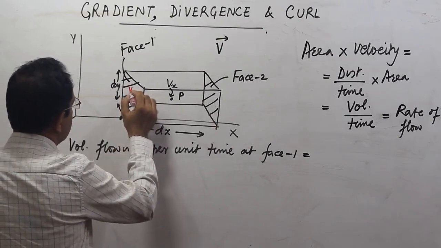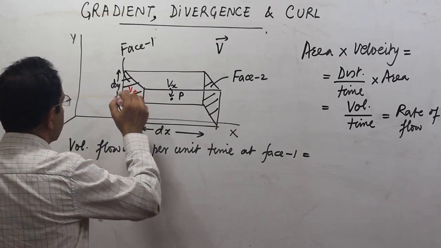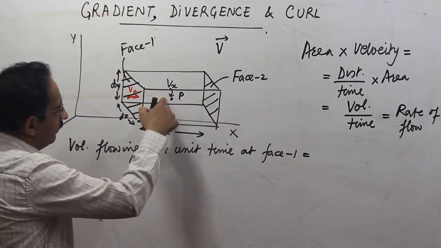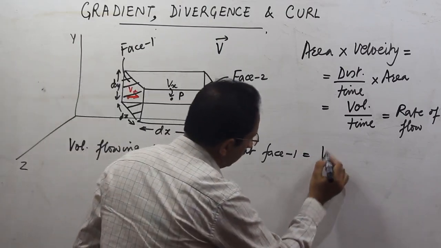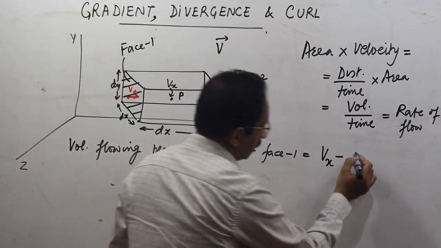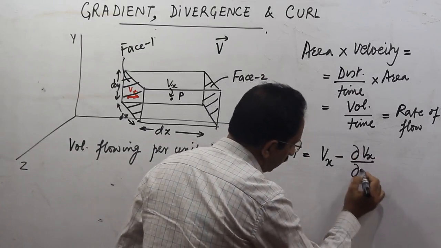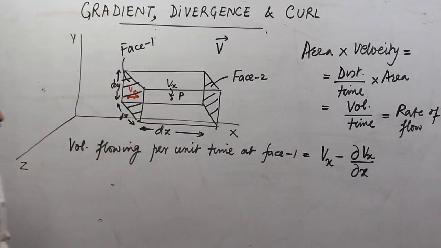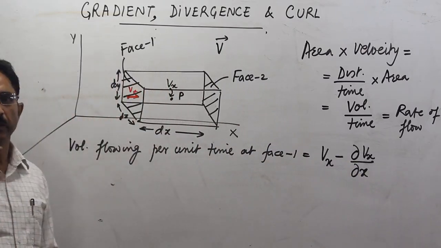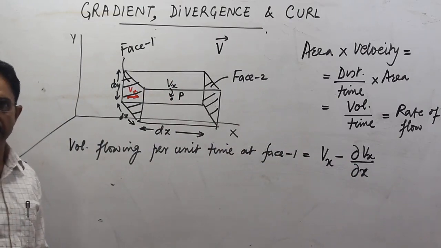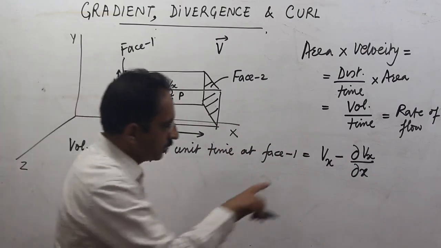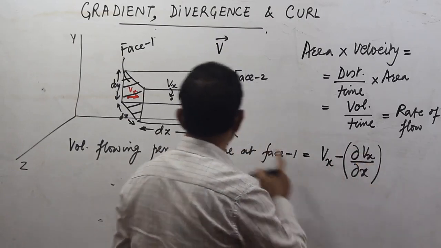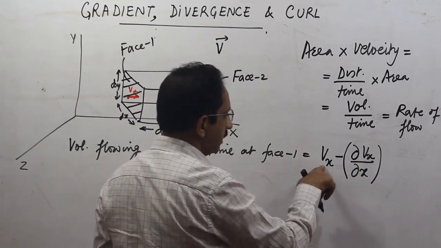So let me call it Vx. And this Vx at this point, that I can find like this: if the Vx is here, I say that it will be Vx minus the change of Vx with respect to x. You have to understand that I have taken it as a partial derivative, because the velocity can actually change in 3 directions: along x-axis, along y-axis and along z-axis. So I take the rate of change of velocity with respect to x-axis and multiply it, because at the center this was Vx.